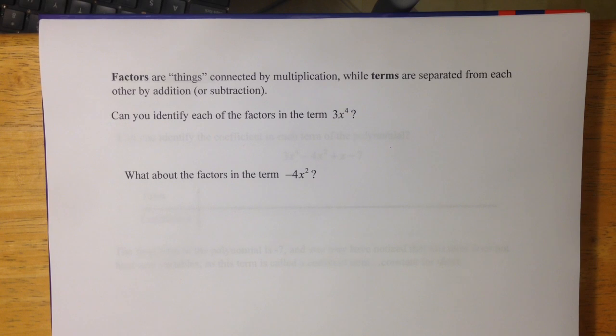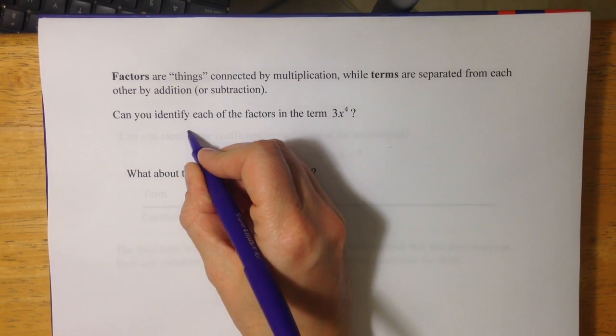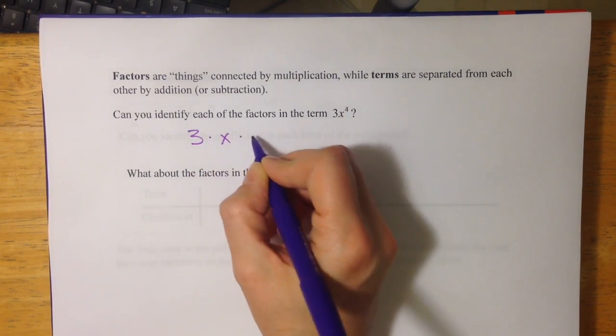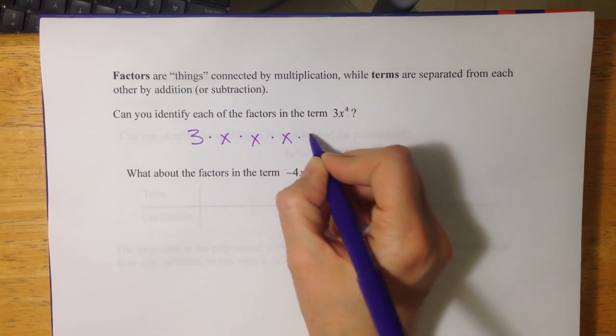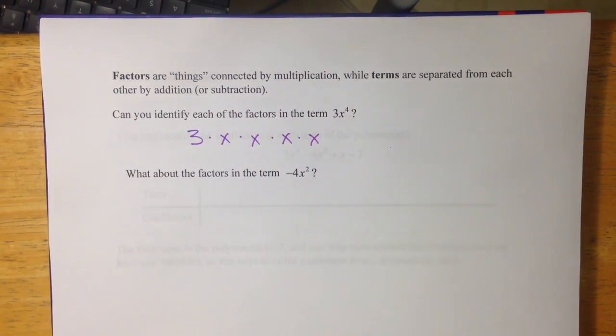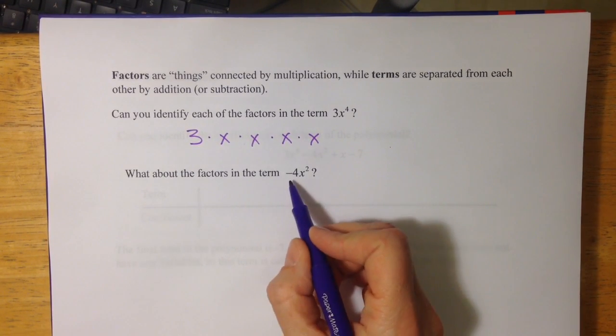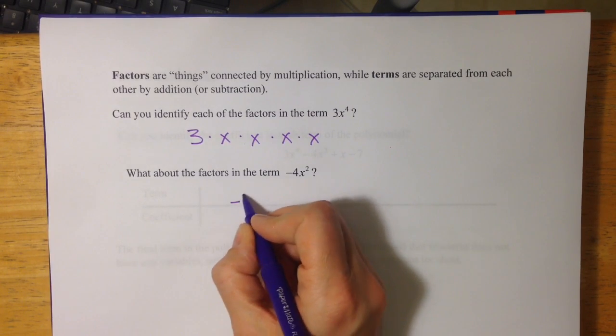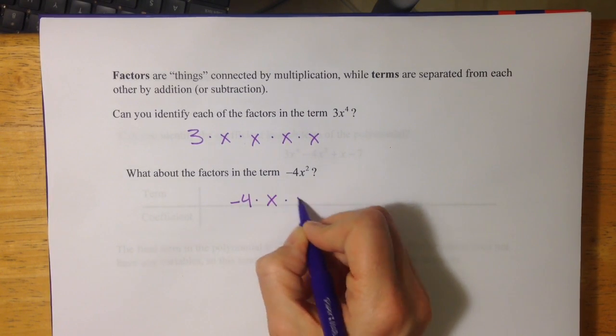Factors are things that are connected by multiplication, whereas terms are separated from each other by addition or subtraction. For instance, the factors in the term 3x to the fourth are 3, x, x, x, and x. 3 and 4 x's are the factors of 3x to the fourth. Similarly, the factors in the term negative 4x squared are negative 4, x, and x.